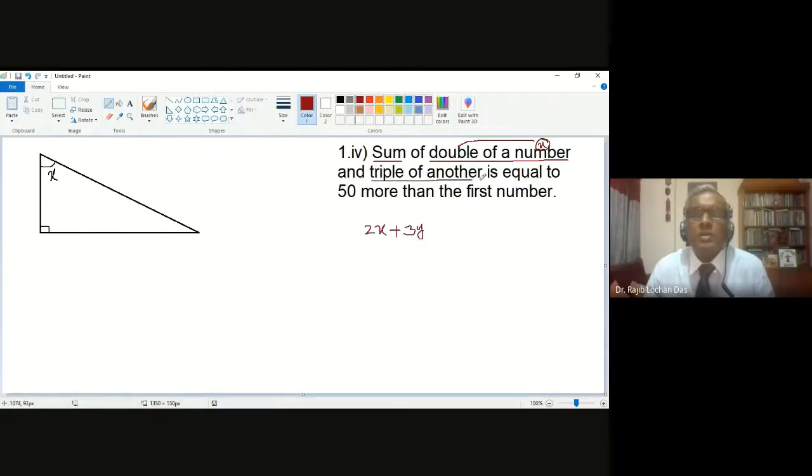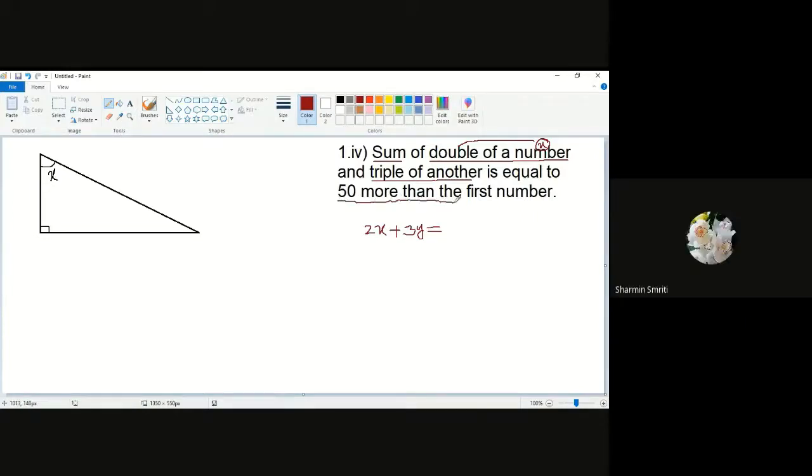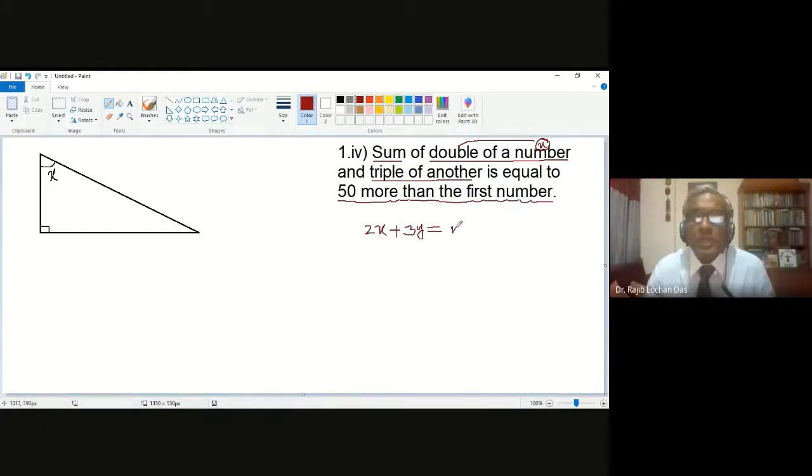Then it is equal to what? 50 more than the first number. 50 more than the first number, so x plus 50. Okay, sir. So that's it, finished, done. You do not need to find out what x is, what y is. That is not the question. The question is just to write the equation. So this is the equation, done.